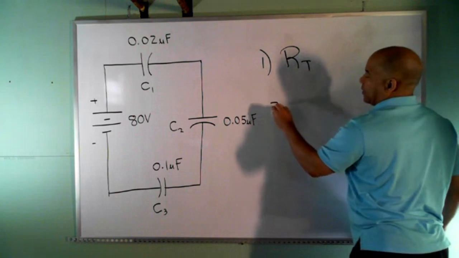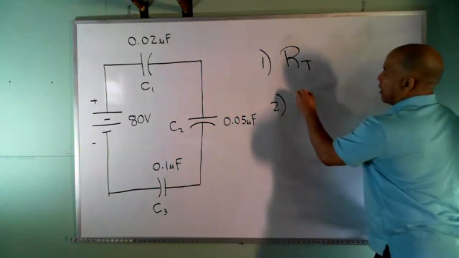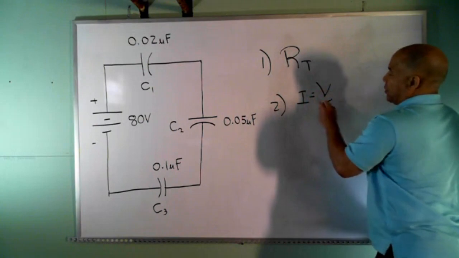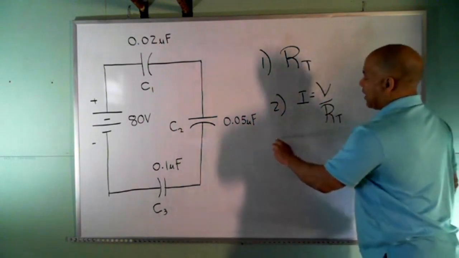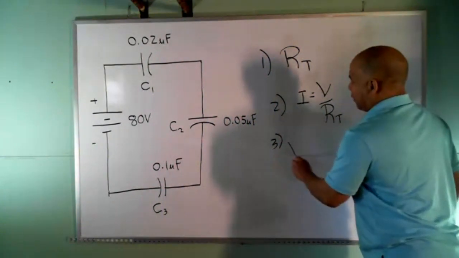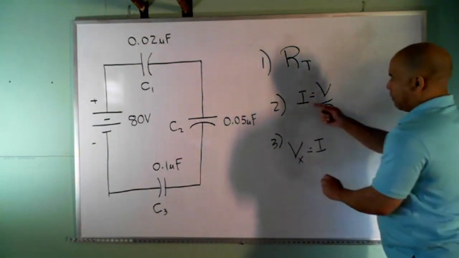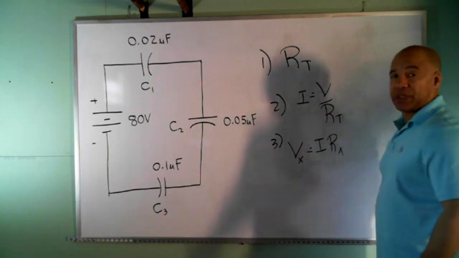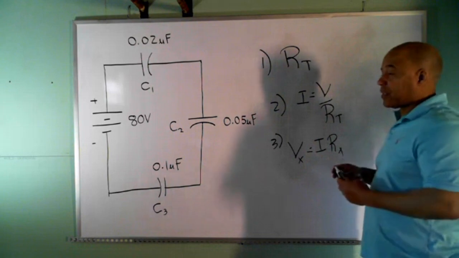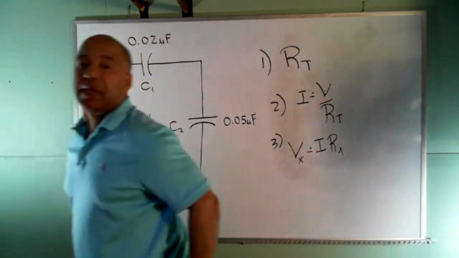The second thing you do is use that RT to find the current. You say that current will equal the voltage over RT. That'll give you the current. And then the last thing you would do is find all your voltage drops. Voltage across any resistor is the current from this step times whatever resistor we're talking about. You would do that for each resistor. Then the circuit's solved.